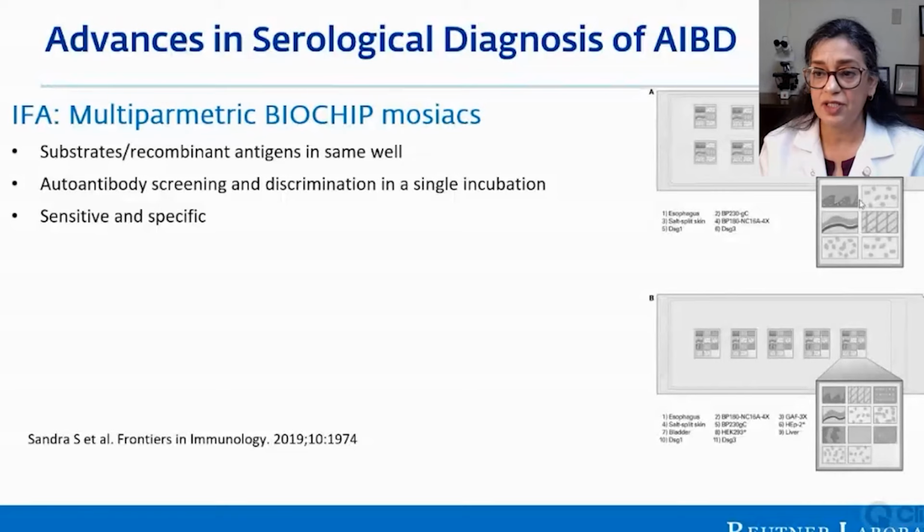So this slide here highlights one well where we can see multiple antigens coded. So obviously, when you put the serum onto this well, it will pick up autoantibodies to multiple antigens.